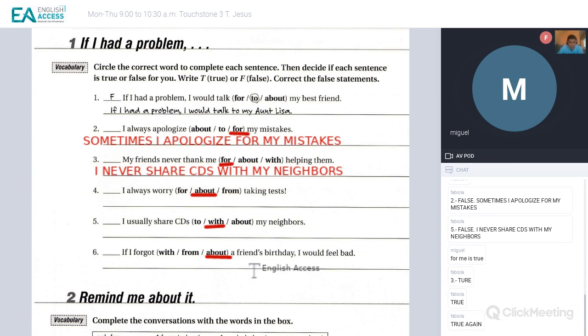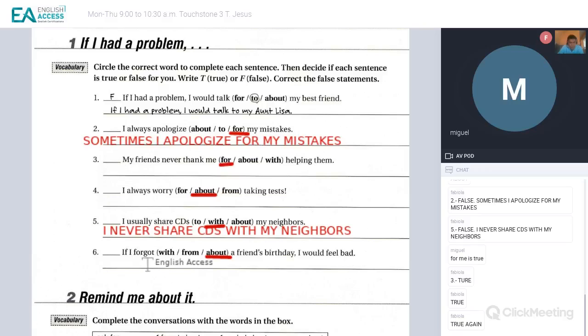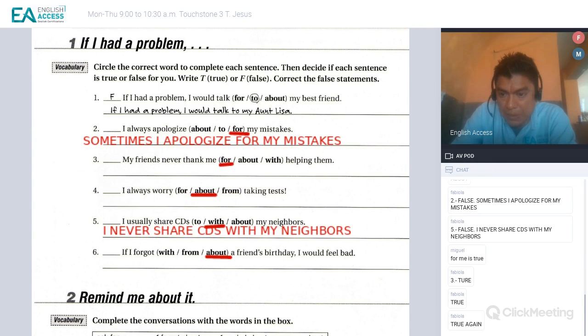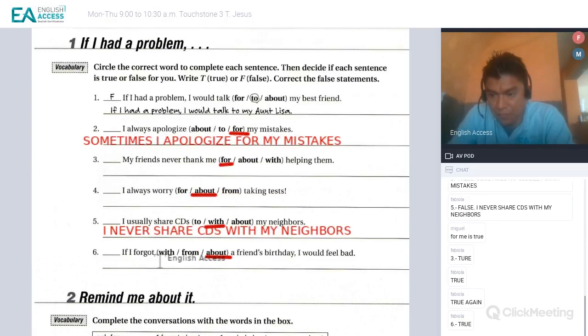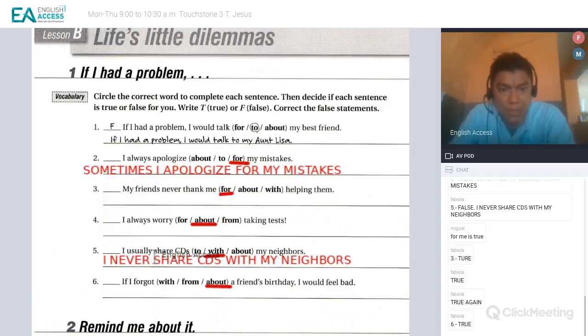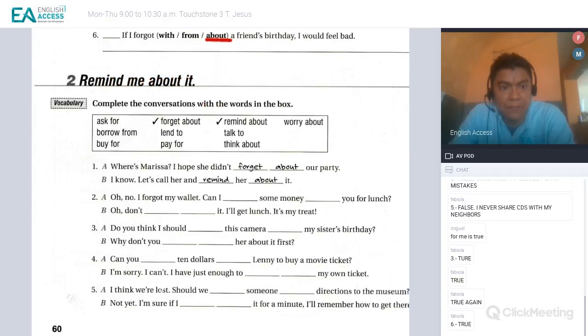Oh, that's not it, right? Also number five. Okay, number four is true, and number six. Okay, good. So we can leave it like that. That's perfect. Now let's go for the next part.